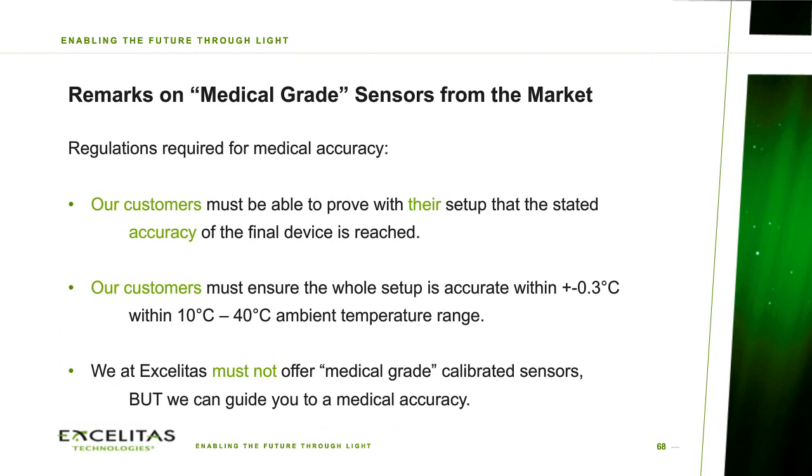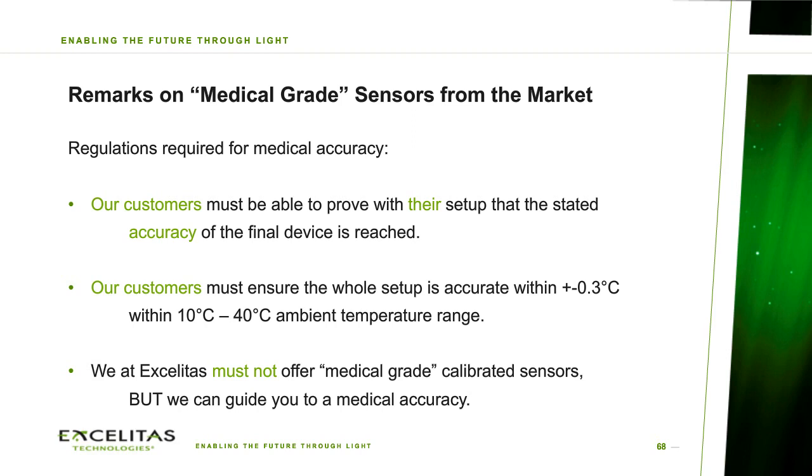So another remark on medical grade sensors. You will find on the market sensors which you can buy with medical grade accuracy. This is nice to have, of course, really nice to have such a sensor, but then you put it into your setup and eventually you are responsible for your device to be accurate, which means our customers must be able to prove with their setup that the stated accuracy of the final device is reached. We are not in charge of this. Our customers must ensure that the whole setup is accurate within 0.3 degrees C, not the sensor alone, and this within this 10 to 40 degrees C ambient temperature range.